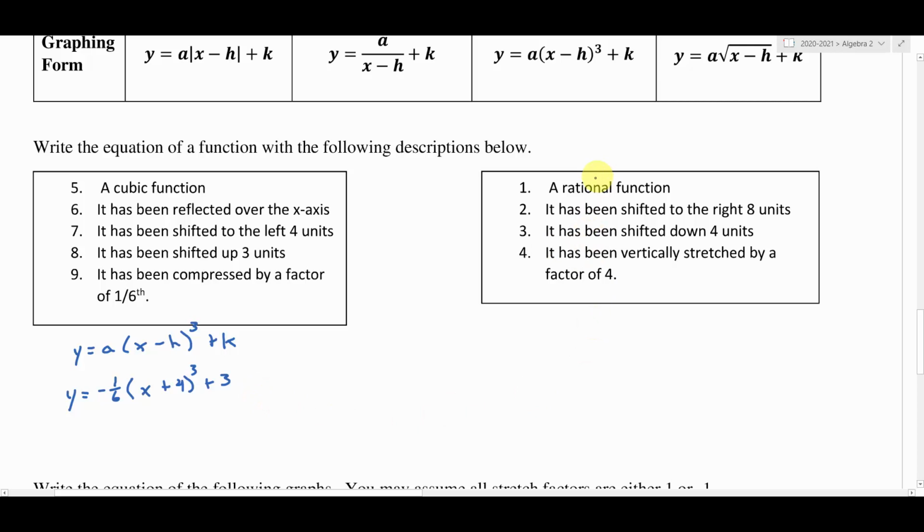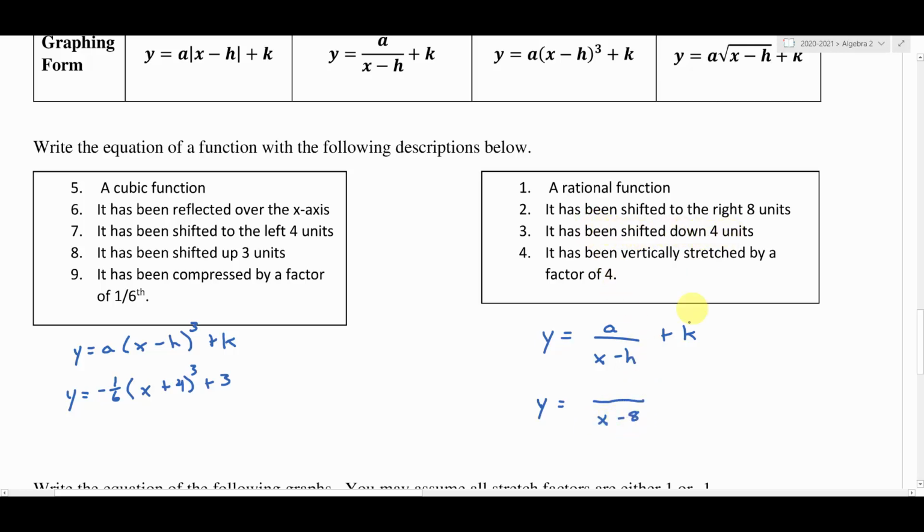Now going over here, we have a different function. This one says a rational function, so I'm going to be writing something that looks like this. All right, so I'm going to start with my blueprint. So I've got y equals a over x minus h plus k. All right, so I'm going to be filling in the blanks here for a, h, and k. I'm going to go y equals. It says it has been shifted to the right 8 units, so my horizontal shift is here where the h is. Okay, so I'm going to start this, and I'm going to say x, and since it's been shifted to the right, I need a minus 8 here in the bottom.